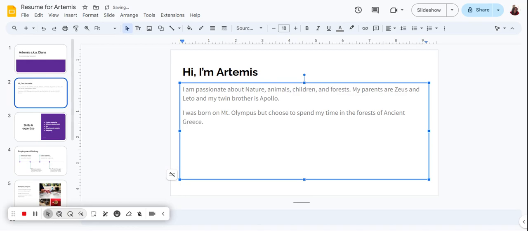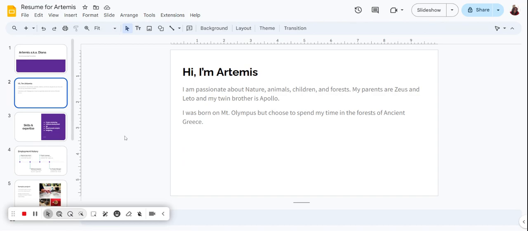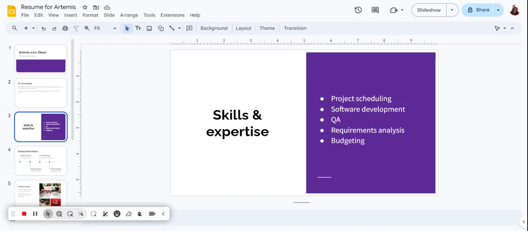We could also add other information here. She's associated with the moon. She is often seen with deer, and she is an expert with the bow and arrow. This is where you can put other information that you learn that you might not be able to include on other slides. Next slide, this is skills and expertise.